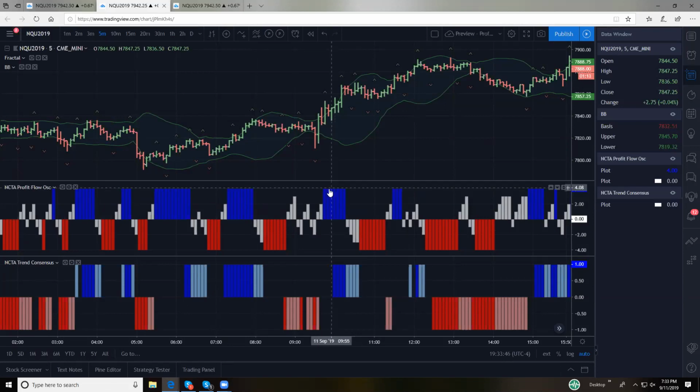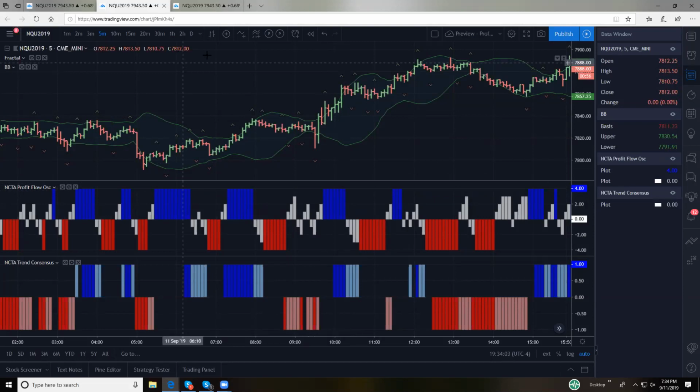This was today on the 5-minute. If you'd gotten in at 9:45, you could be out for 10 to 20 points. And then you've got a continuation trade at 10 o'clock, and there's another 10 to 20 points. That's pretty easy.